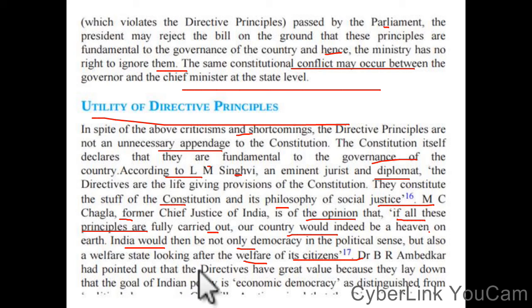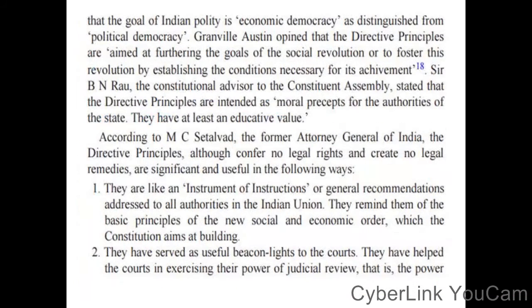Dr. B.R. Ambedkar had pointed out that the directives have great value because they lay down that the goal of the Indian polity is economic democracy, as distinguished from political democracy. Granville Austin opined that the directive principles are aimed at furthering the goals of the social revolution, or fostering this revolution by establishing the conditions necessary for its achievement.